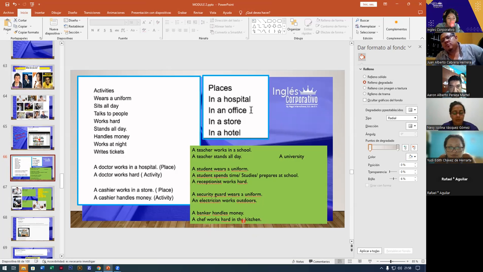Good. Now, if you observe here, with all of the verbs, you have the S form. A teacher works. A teacher stands. A student wears. A student spends. A receptionist works. A security guard wears. An electrician works. A banker handles. A chef works. Why with S? Do you remember? All of the verbs contain the S. It's only one. Excellent. It's the third person singular.